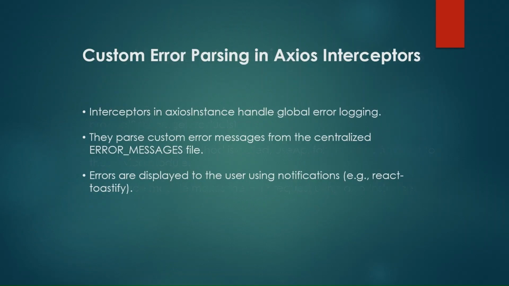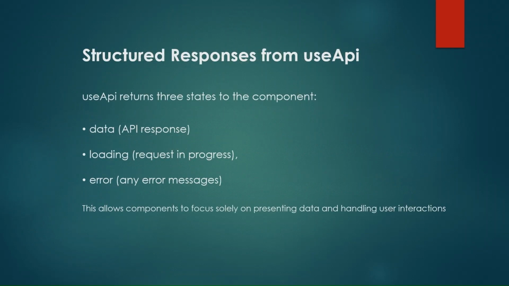The Axios interceptors act as a centralized error manager. They log errors, pass predefined error messages, and even handle actions like redirecting users on authentication errors. By returning structured responses, useApi abstracts away the complexities of managing API calls, allowing components to focus purely on rendering and interactions. This flow connects all the components of the centralized error handling system.